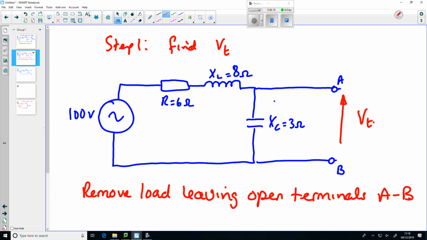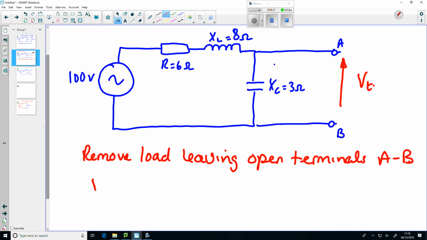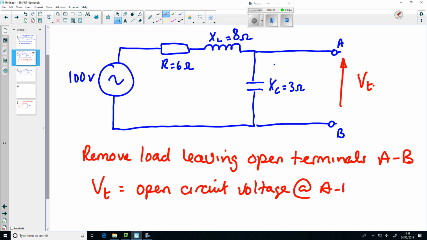Yeah? So let's make a note of that there. Vt is equal to the open circuit voltage at AB. Now we've got to go through the maths to find that open circuit voltage.